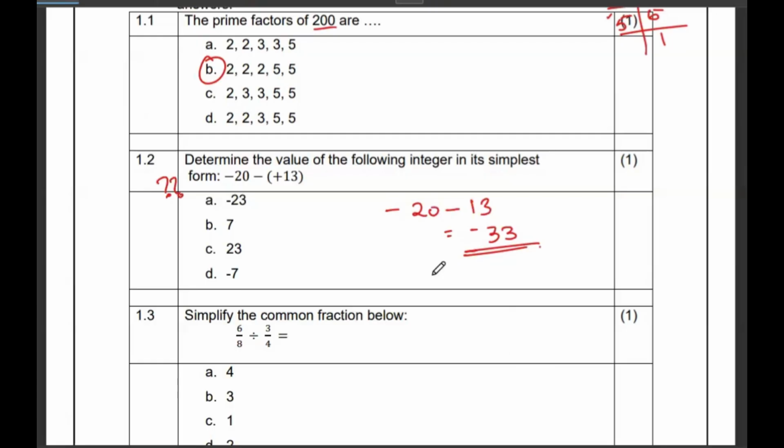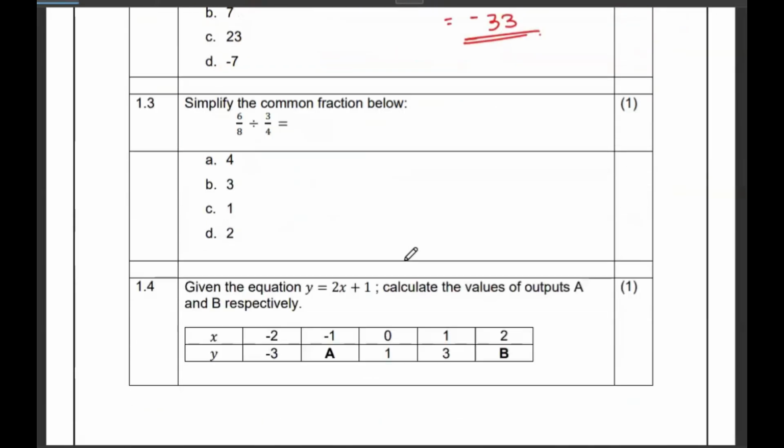Besides that, we move on, 1.3. Simplify the common fraction below. Whenever we are dividing fractions, we need to change the sign from division to a multiplication. And if we change that, the 4 goes on top, the 3 comes down. So it's going to be 4 over 3. And then we have 6 times 4 is 24.